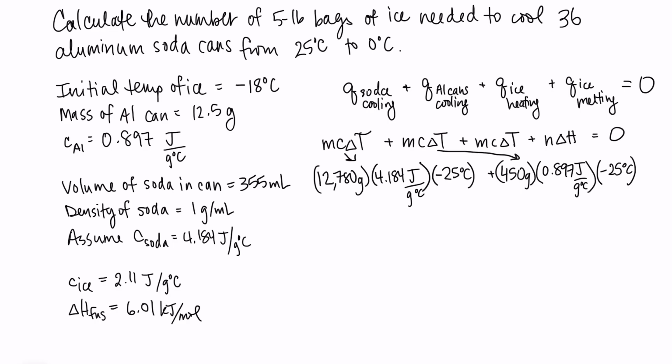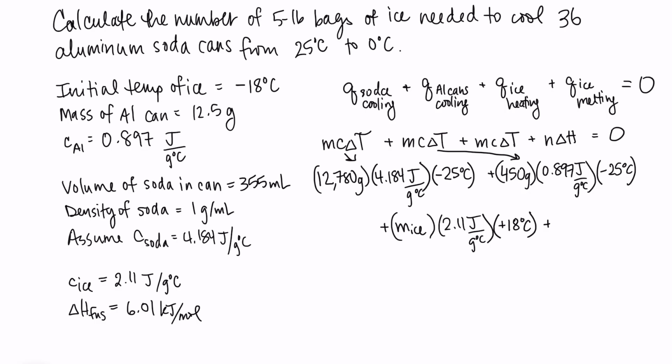Now, the thing that's going to be tricky about the ice is that we don't know exactly how much we're going to have. So I'm going to add my MC delta T, but my M of the ice is my unknown. My C for the ice is going to be 2.11 joules per gram degrees Celsius. And my delta T for the ice, assuming that it all comes up to 0 degrees where it can melt, is going to be positive 18 degrees Celsius because it started at negative 18.